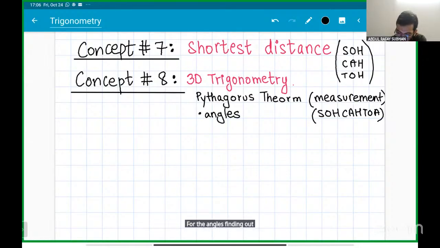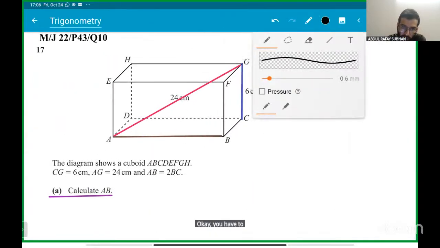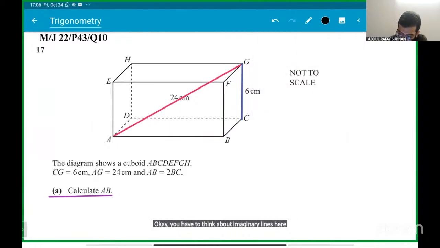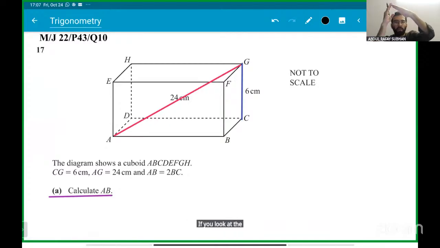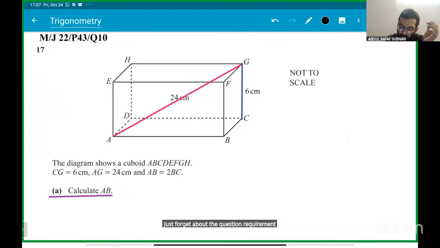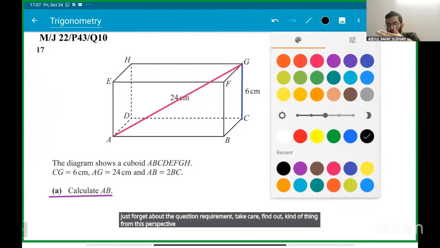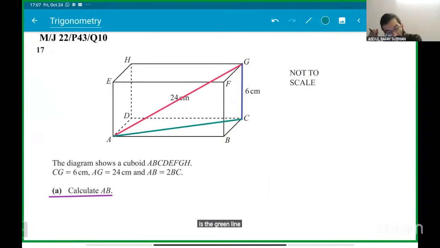That's sine, cos, tan ratios for finding out the angles. Is everyone getting it? So this is what the question is all about as well. Okay, you have to think about imaginary lines here. Please understand. Forget about the question requirement. If you look at the red line and the blue line, what measurement can you find out? Is everyone there with me? Just forget about what the question asks to find out. Think from this perspective. The red line is there and the blue line is there. What you can find out from this is the green line, which is basically the AC measurement. Am I right?